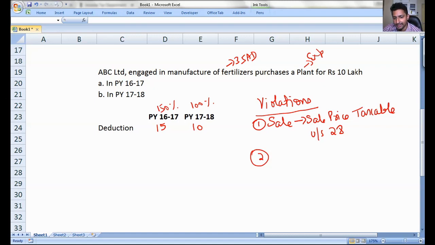The other violation is if you don't sell it, but you use it for a non-specified purpose. For example, let's say ABC Limited in our example has another business which is non-specified. Now this asset is used for that business subsequently. Now this will also lead to violation of the conditions of the section. And till what time should you not do this? For 8 PYs, you should not use it for a non-specified purpose. Now if you have used it for a non-specified purpose, there will be an impact on your income in the year of the violation.